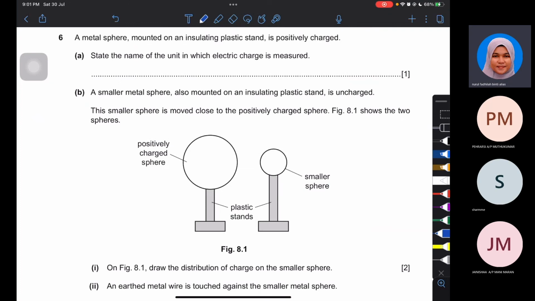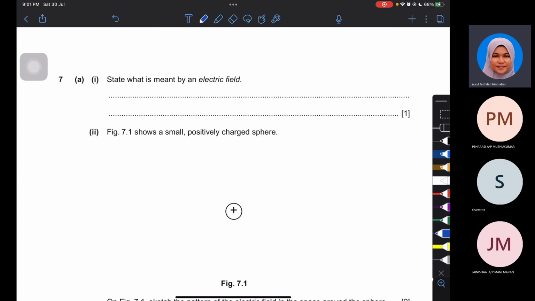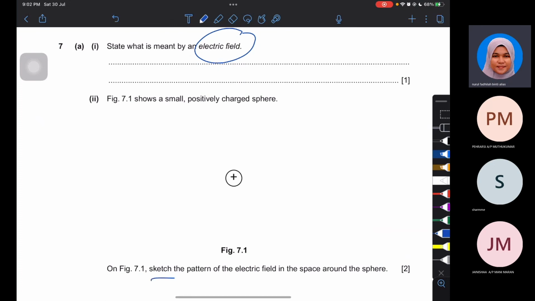Ni tentang induced charges. Okay, induced charges ni boleh ke mana. Okay. Alright. And then ni pun kita dah cakap tentang electric field. Small positively charged. Yeah. So, sketch pattern. Ni you dah tahu tadi, kita dah buat awal tadi kan.